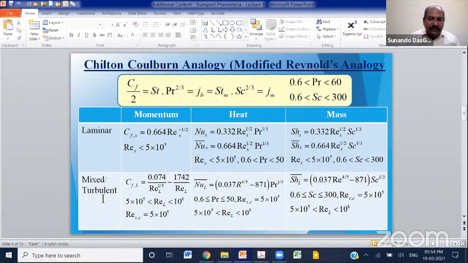Initially, you are going to have laminar flow, and once you cross the laminar flow, then the flow becomes turbulent. So the mixed flow is the one which you mostly encounter. For laminar flow relation, mixed flow relation, for momentum transfer, for heat transfer, for mass transfer, valid over a large value of the Prandtl number in such cases. So this is the last part which I have covered in the class.